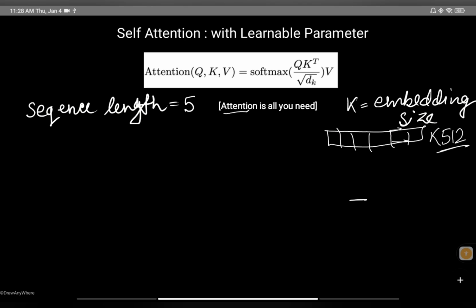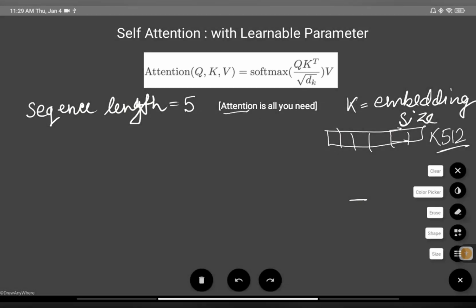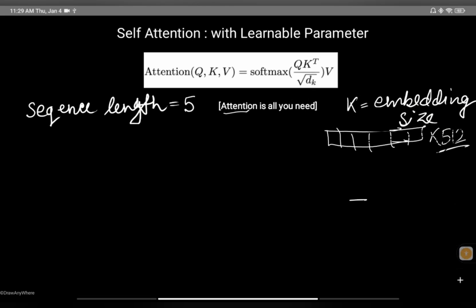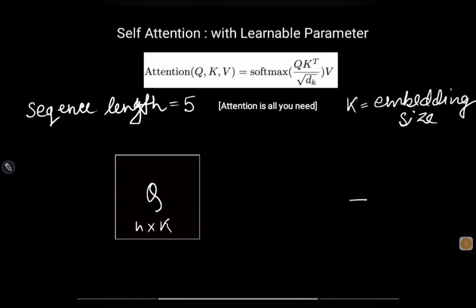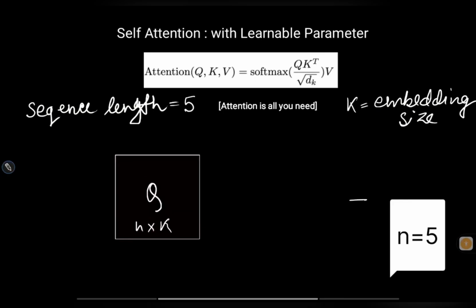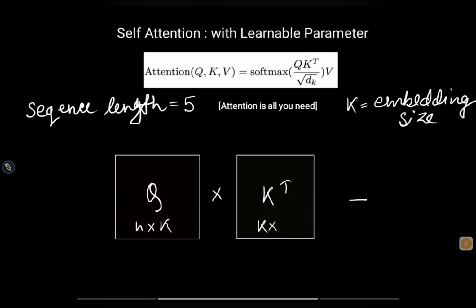So with that, let me first clear this. Okay, so what we will do is we introduce the Q matrix, which is n cross k, and then we multiply it with K transpose, which after the transpose has the shape k cross n. Now we are multiplying n cross k with k cross n, and then we are dividing by the square root of k, right? Just as I mentioned, this is to reduce the variance of this dot product.